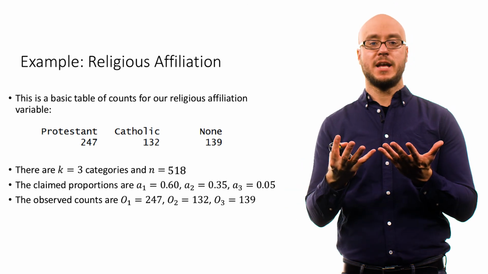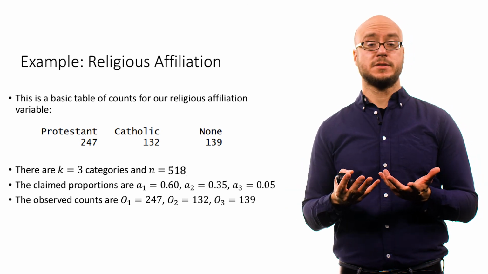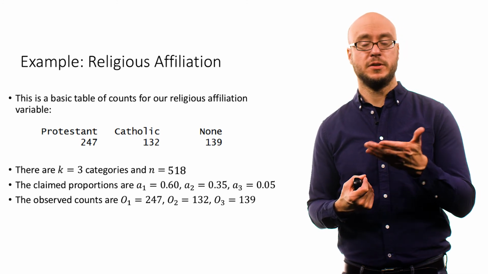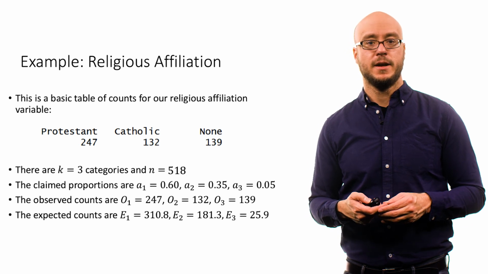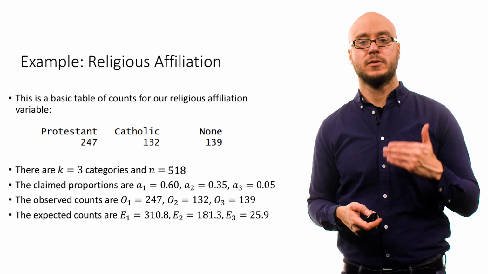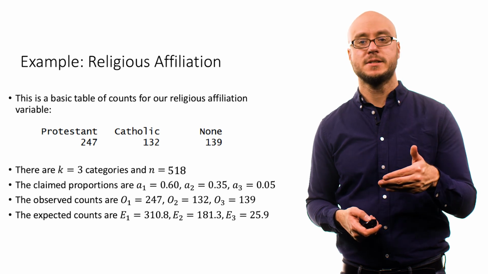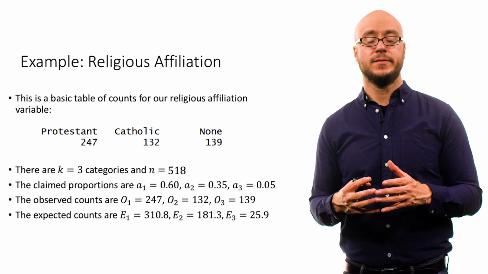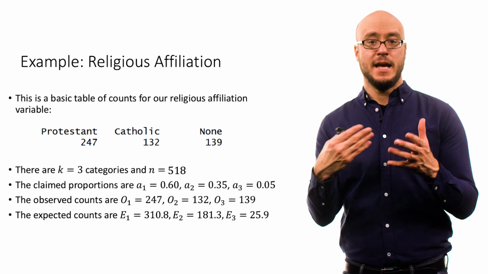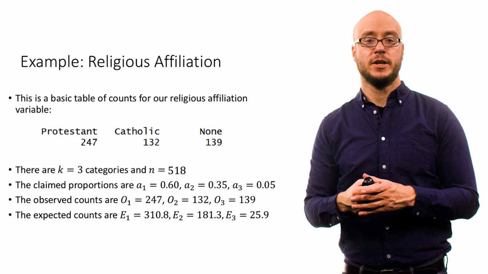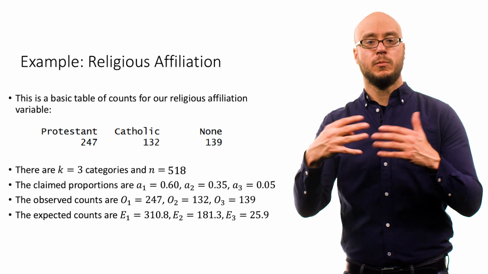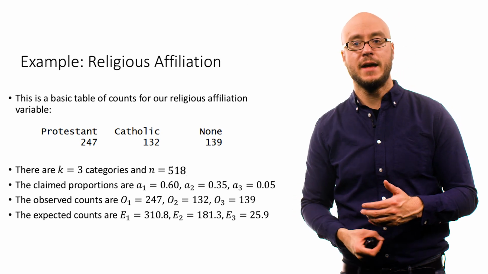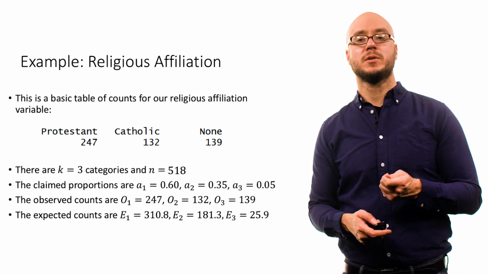Then we have this random sample from the population, and we have these observed counts. These observed counts, we use capital O. So the observed counts are simply those from the frequency table. And then we have the expected counts, which we calculated earlier. The expected counts are simply the sample size, which is 518, times these different proportions. That will give us an idea of, with a sample this size, and if this claimed proportion is true in the population by this religious studies scholar, what would this distribution look like? Well, you'd have roughly 311 Protestants, roughly 181 Catholics, and roughly 26 young people who don't have religious affiliation.